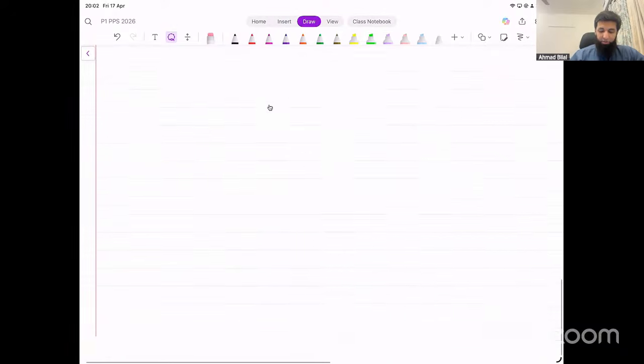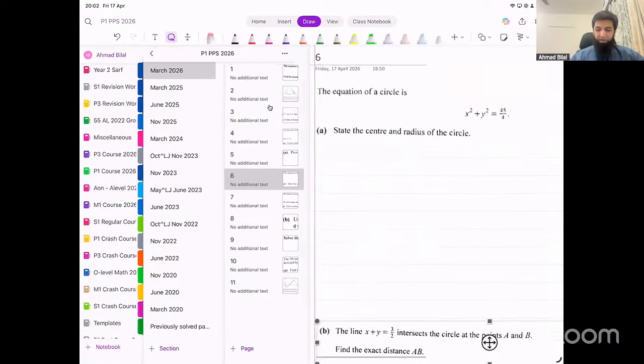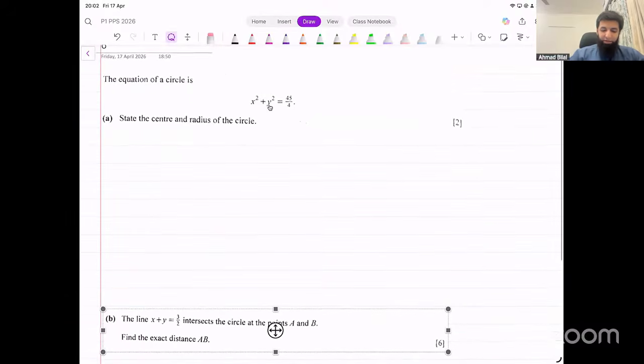All right, Chennai, let's move on. That was question number 5. The next one is question number 6. Equation of a circle is this: x squared plus y squared equals 45 over 4. State the center and radius of the circle.